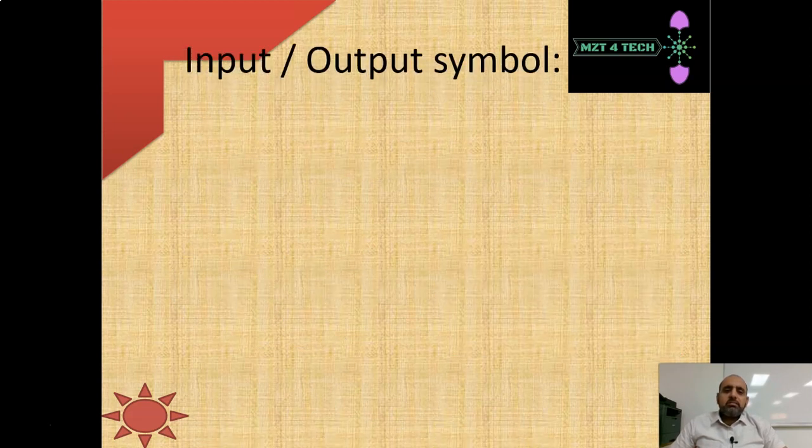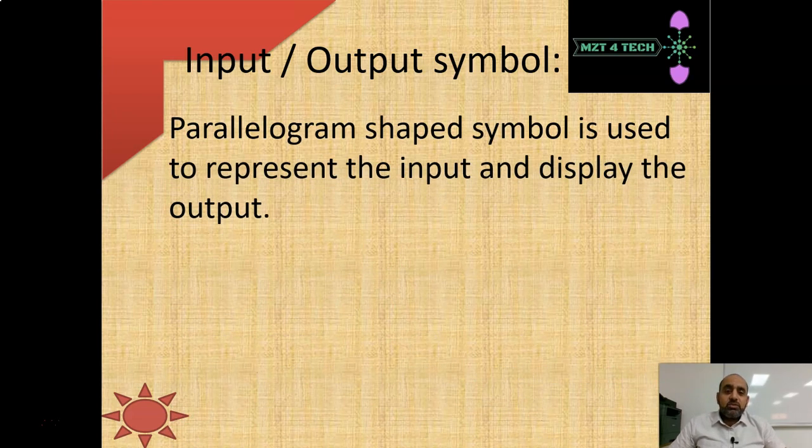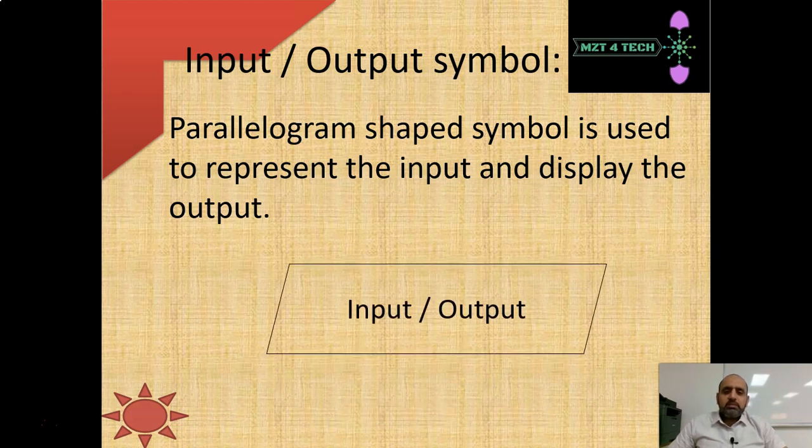The next flowchart symbol is basically a parallelogram shaped symbol which is called input as well as output. If this symbol is used in the beginning, means to say if you use it once in the flowchart, definitely it will be the input. If you use it again in the flowchart, then you will be using it to display the result, then it will be the output symbol. So it's a parallelogram shaped symbol which is used to represent the input and it is used to display the output also.